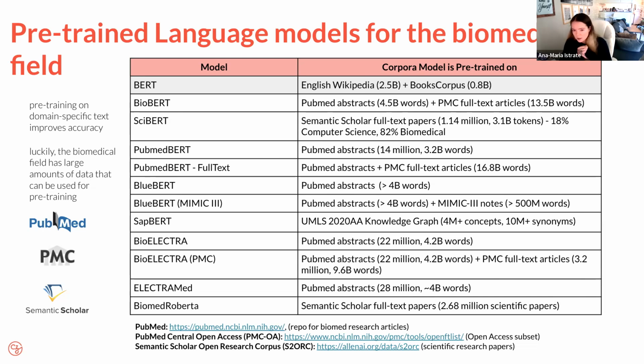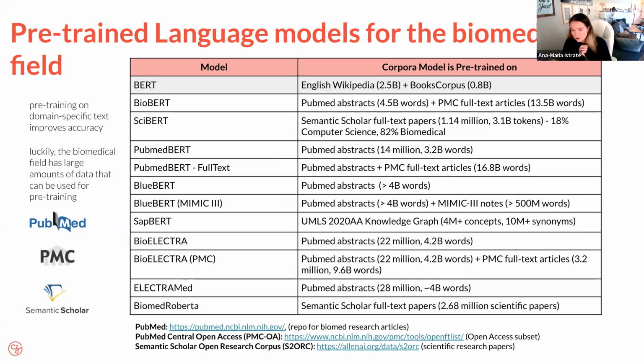And these repositories contain millions of open access scientific articles. So how the biomedical field has adapted and is using these models is you take these model architectures and then just pre-train them on these specialized corpora. So you start with BERT and end up with models like BioBERT that's been pre-trained on PubMed abstracts and these full text articles.